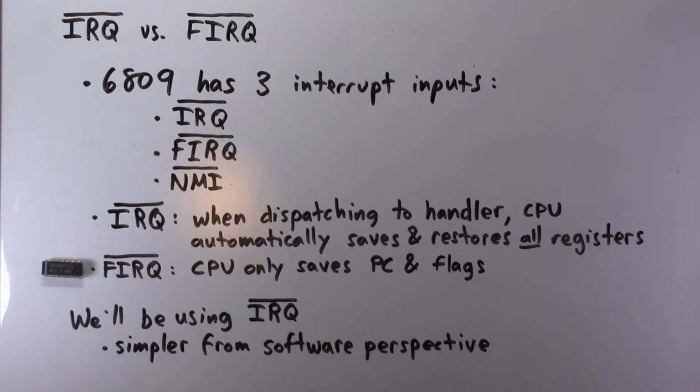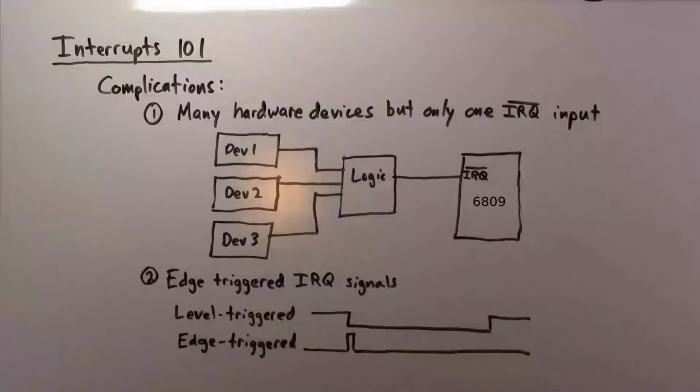The FIRQ input is the fast interrupt request input. The CPU will save and restore only the program counter and condition code register when it detects that FIRQ is asserted. This means that the programmer must be careful to manually save and restore any CPU registers used in handling the interrupt. For our design, we'll be using the IRQ input since it's simpler from a software perspective. There are two complications that we will need to consider.